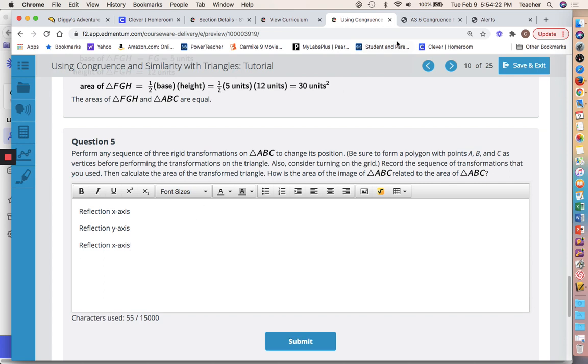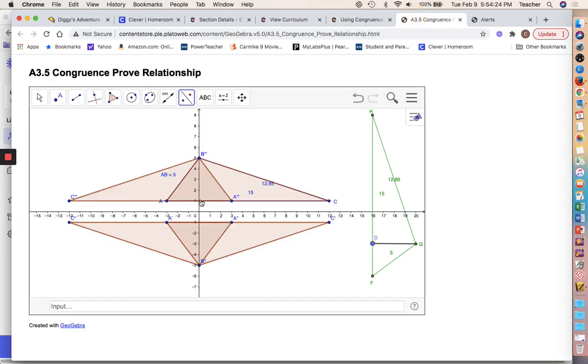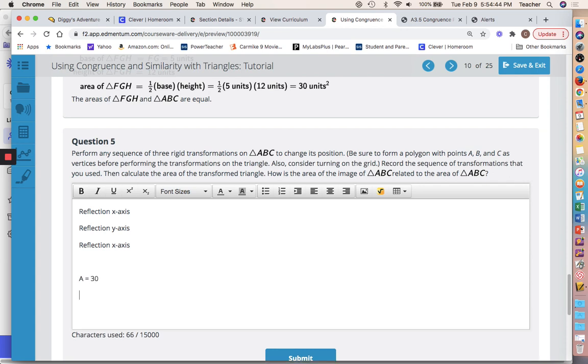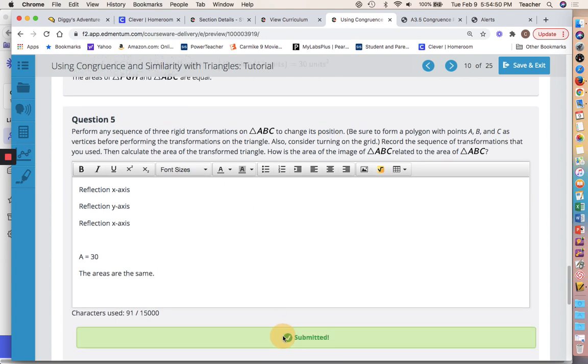And I already know the area is going to stay the same, y'all. I mean, look, my height, my altitude stayed the same. From C to A stayed the same as from C to A. So my area is not going to change because my figure didn't change. It didn't dilate it. So calculate the area. The area equals 30. And the areas are the same. Not going to change. I didn't do a dilation.